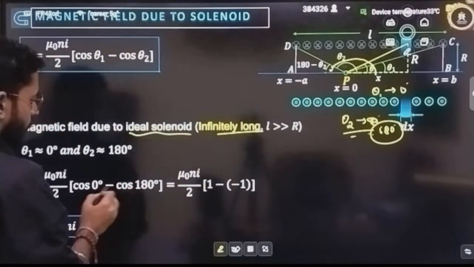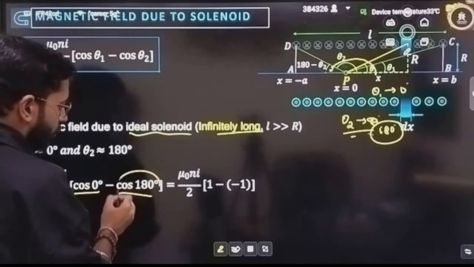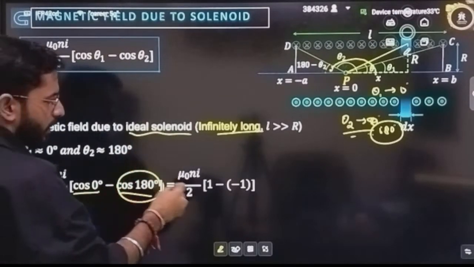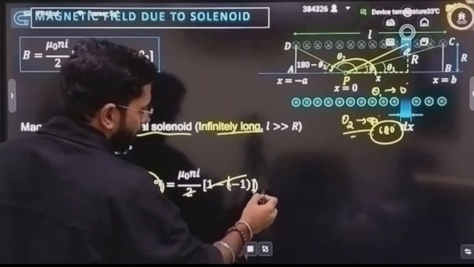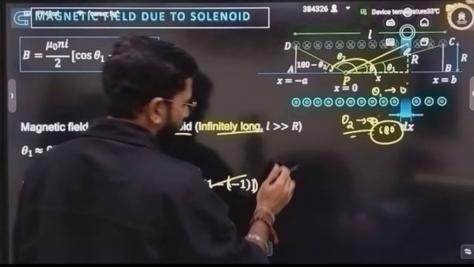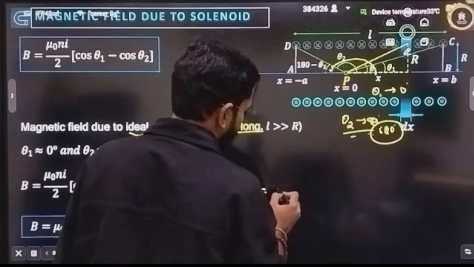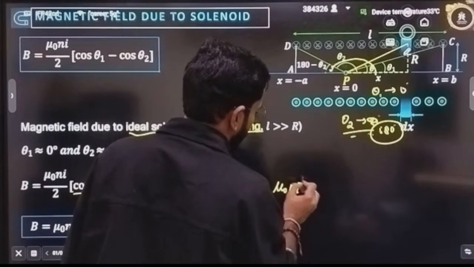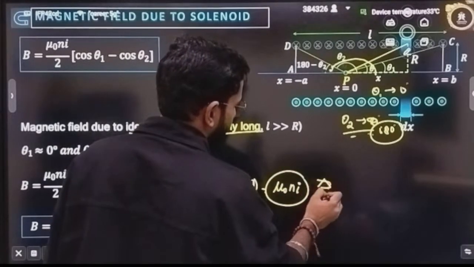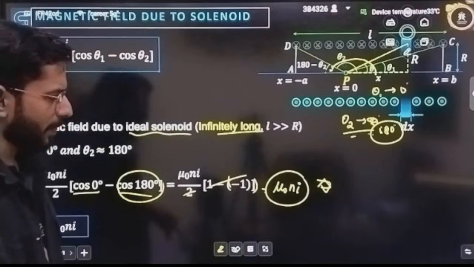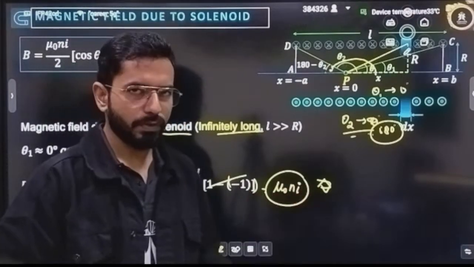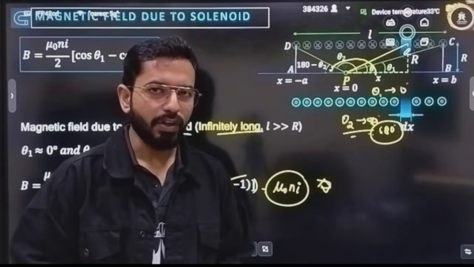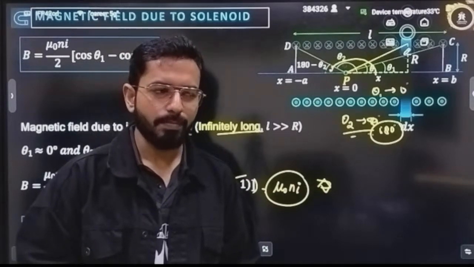Now satisfy these two things. Cos theta 1 minus cos theta 2 is cos 0 minus cos 180. What is cos 180? Cos 180 is minus 1. Here it will cancel the factor of 2. That means in the middle area of a long solenoid, the result is mu naught n I simply. This is the standard result that you will also get from Ampere's circuital law. I will tell you how that comes, which is a very simple one.